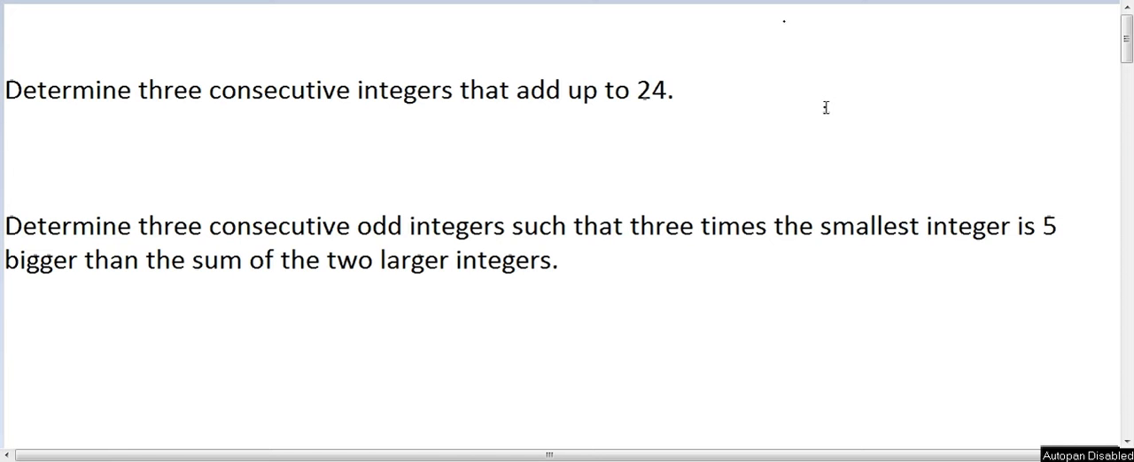When working through these problems, we can let x represent the smallest number in the group of integers we're looking for. If we're looking for consecutive integers, we can use expressions x plus 1, x plus 2, and so on to represent the larger integers. If we are looking for consecutive even or consecutive odd integers, we can let x plus 2, x plus 4, and so on represent the larger integers.